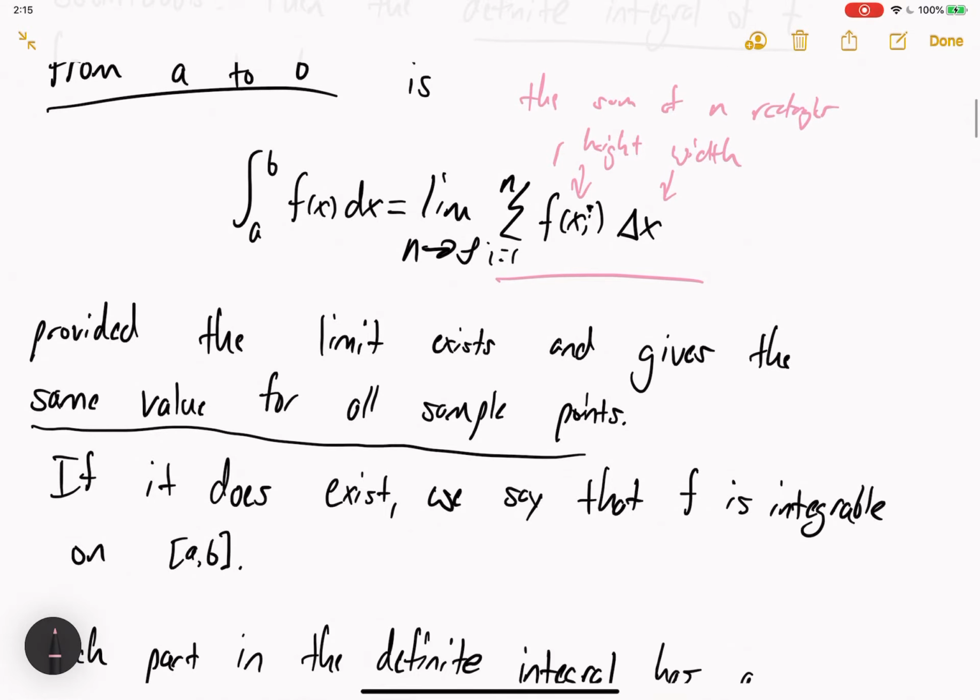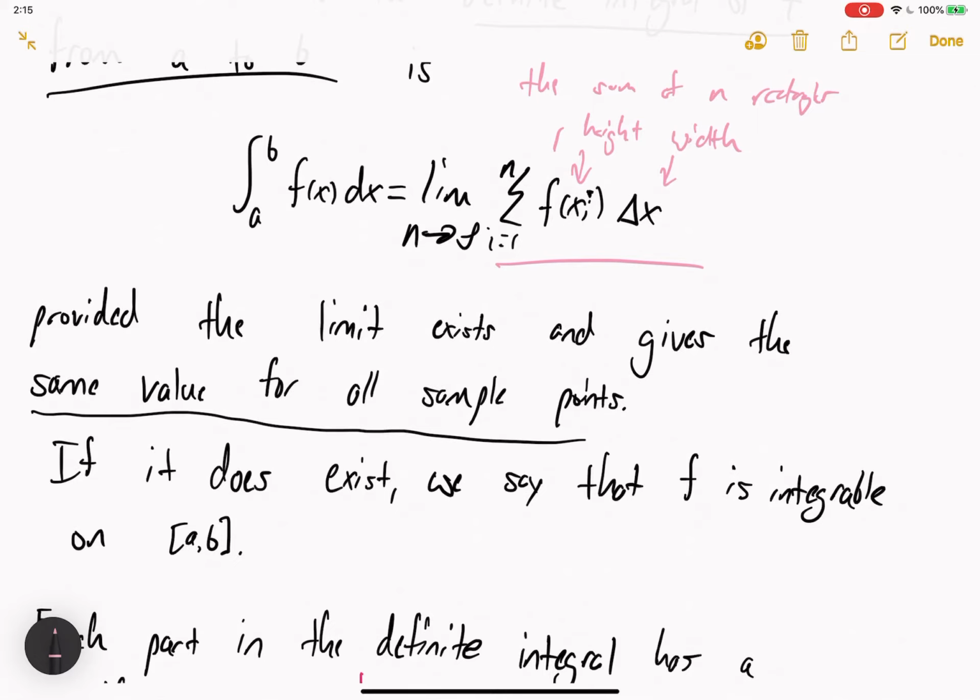f from a to b if the limit exists and gives us the same value for all sample points. So what that tells us is that it shouldn't matter where we're choosing to sample the function from. We should get the same numbers, and we should get the same limit. And if we don't, then it's not integrable. It's not nice.